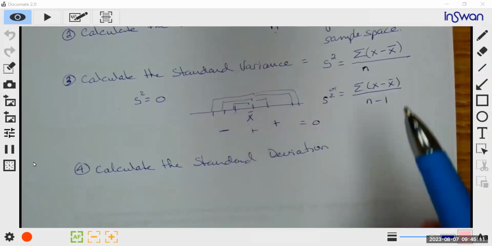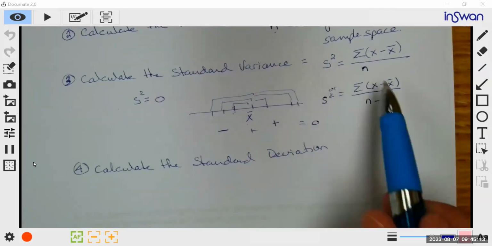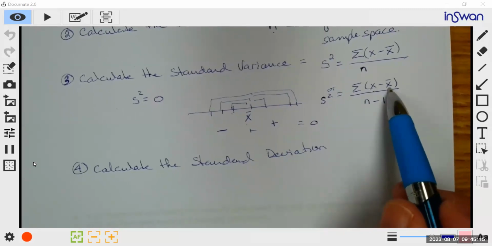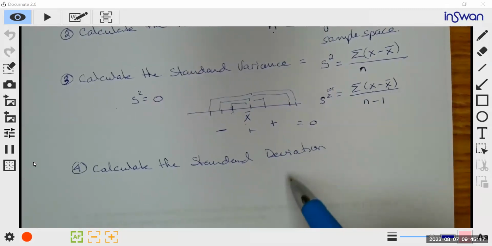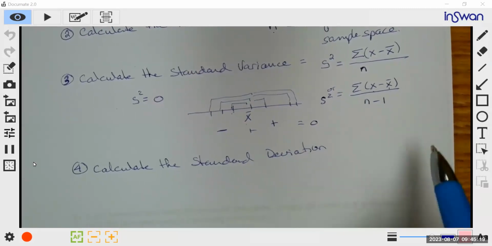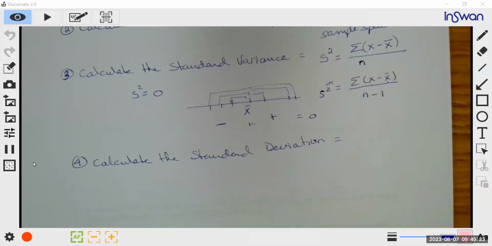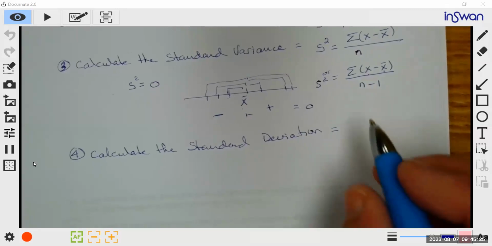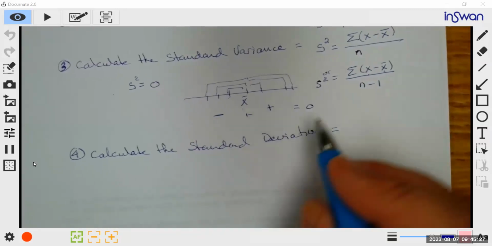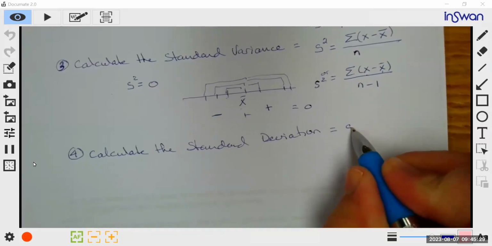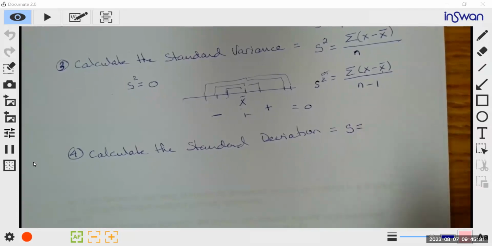Now, the problem with all these variances is that if I just do this, I'm going to get a negative answer and a positive answer. So how do we get rid of the negative answers? We square them. So the calculation for standard deviation, the symbol we use is just S.